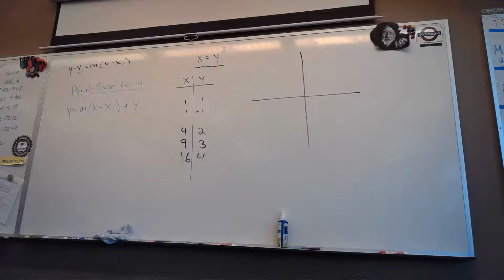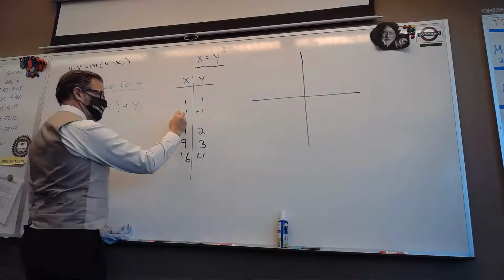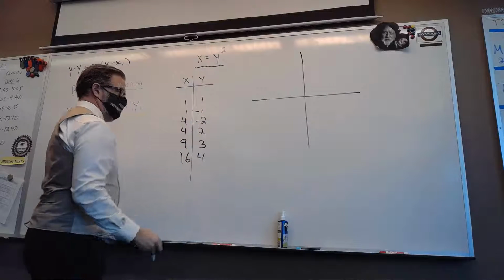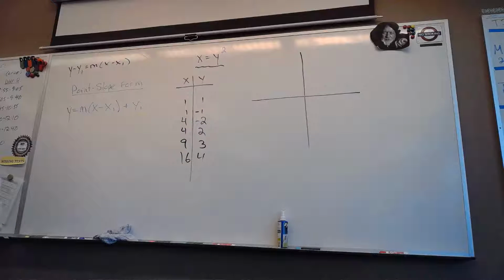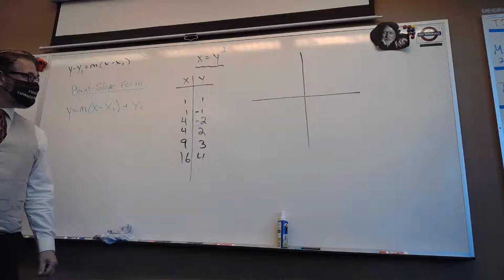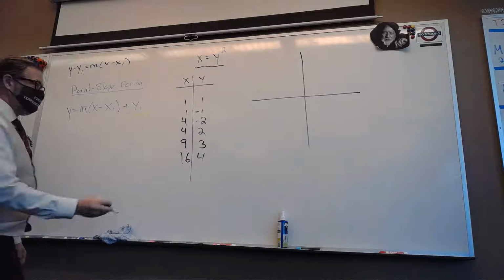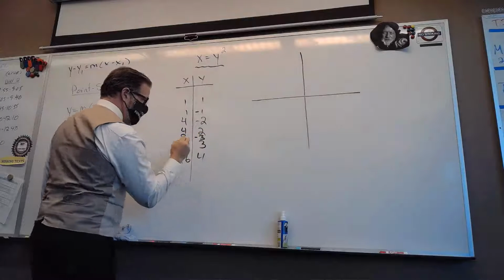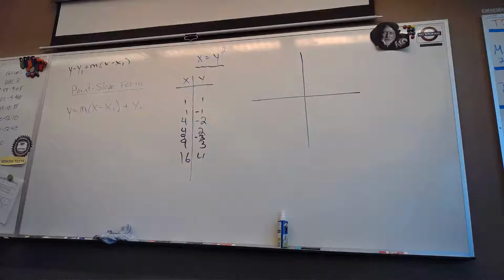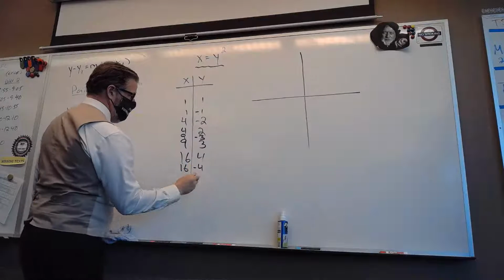Ryan, where are we? Sorry. I'm rewriting. We're here. Give me a point. 25. No, too big. Smaller. 4, 2. 4, -2. Henry. 9, -3. 16, -4. Cohen.